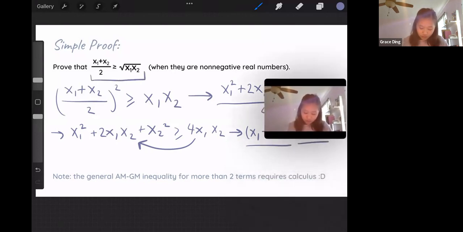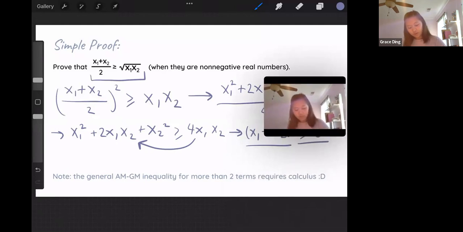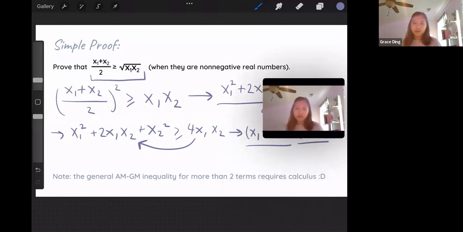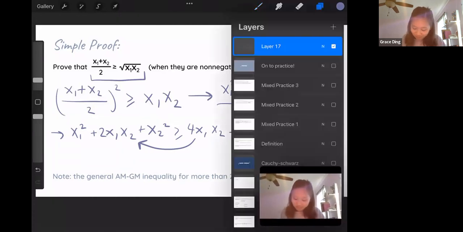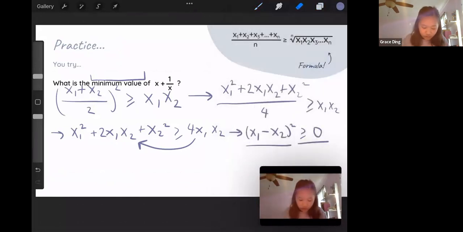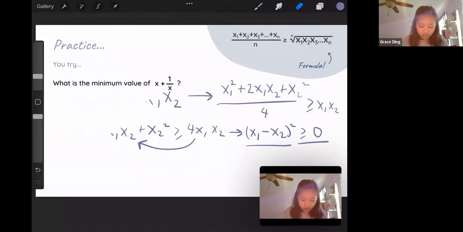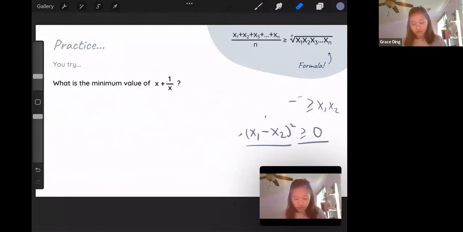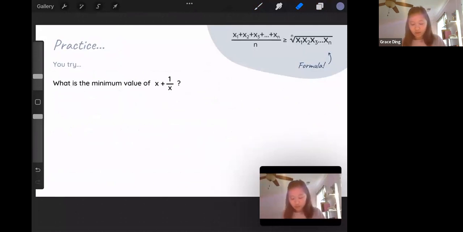A note is that the general AM-GM inequality for more than two terms requires calculus, so I'm not going to teach that. Okay, so I'll let you guys try out a problem now. It's pretty easy once you get the hang of it. What's the minimum value of x plus 1 over x? And I also included the formula over here if you need it.